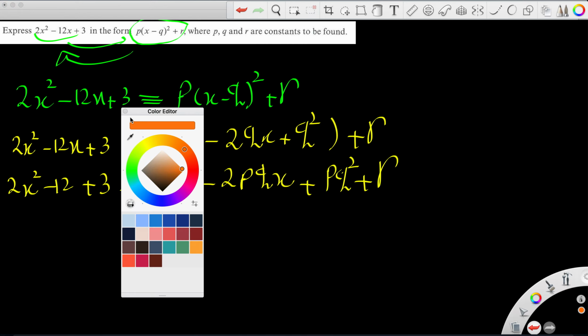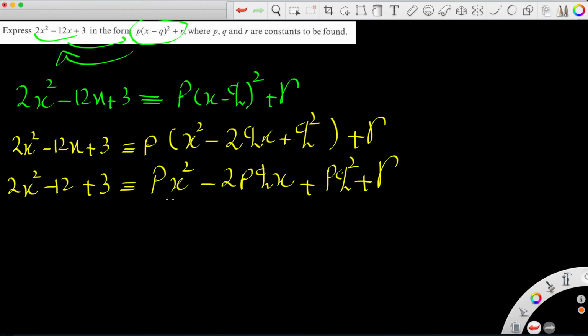Now compare what you have obtained with the original expression. Two expressions, both are quadratic expressions. When they are equivalent, when they have the same variables with the same power, the corresponding coefficients must be the same. Now I start with x squared. X squared here must be equivalent to 2. So p is equal to 2. So the first number, which is p, is obtained.